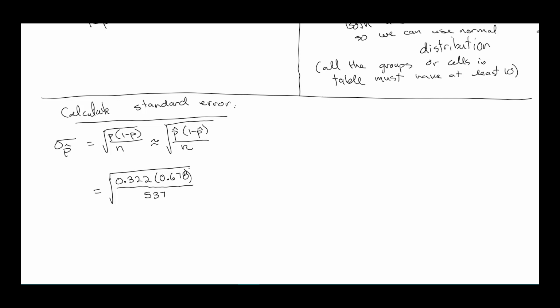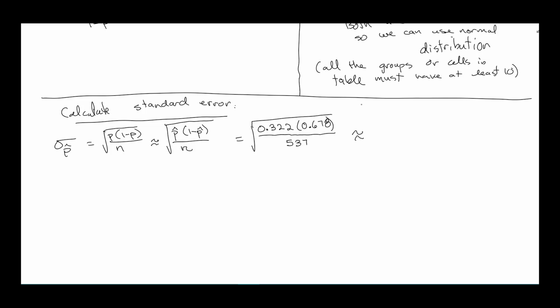If you do this on your calculator, I would do the whole inside part first: 0.322 times 0.678 divided by 537. Hit enter, and then take the square root of that. Or if you remember the way fractional powers work, you could just raise whatever you get to the 0.5 power, because the 0.5 or 1/2 power is the same as taking the square root. This turns out to be about 0.020163, and I will store this in my calculator so that I can use it later.